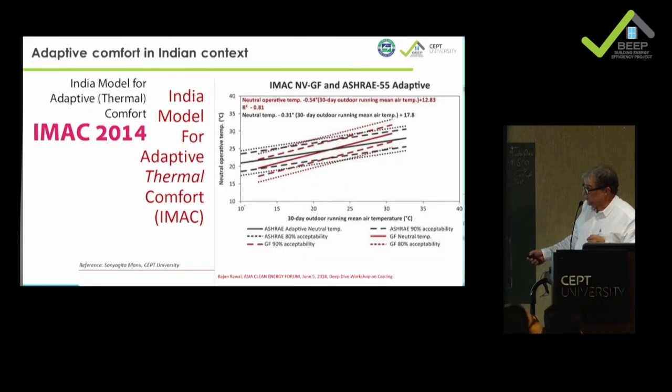Another thing that you should know, and I think Rajan will talk about it tomorrow, is that there is a new Indian model for adaptive thermal comfort. Here I don't go into it, I just mention it because this can sometimes also be coupled with the psychrometric diagram.